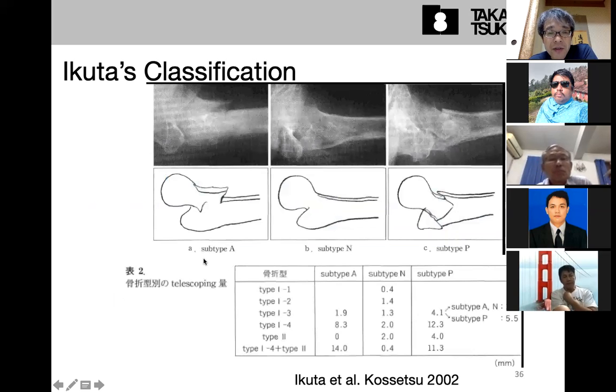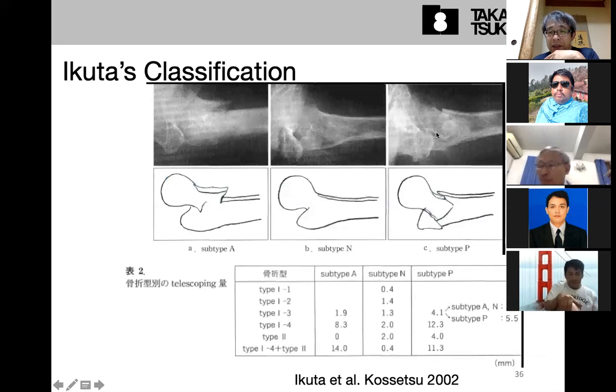He classified into three subtypes. Subtype A means the anterior beak of the proximal fragment is displaced anteriorly. Subtype N means the anterior cortex of the proximal fragment and distal fragment are at the same level, so that means the anatomical reduction. Subtype P is the posterior subtype. The proximal fragment comes inferior to the anterior cortex.